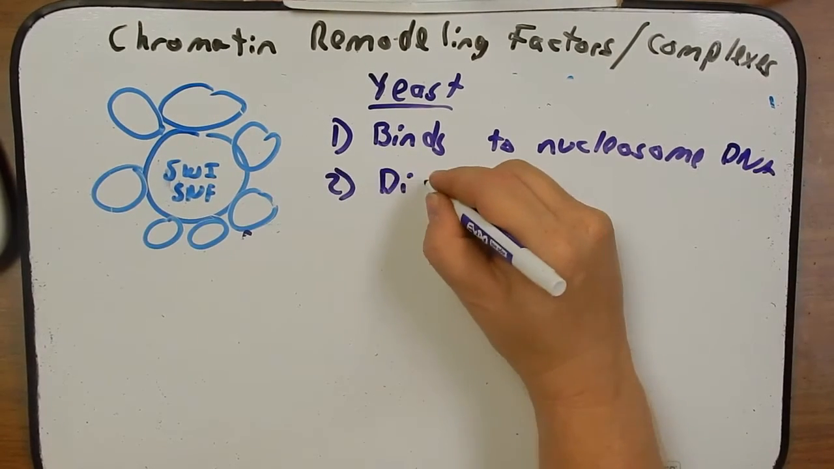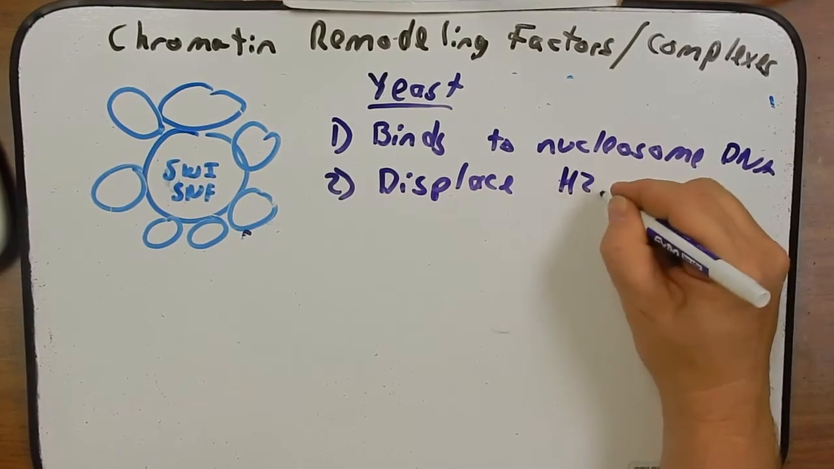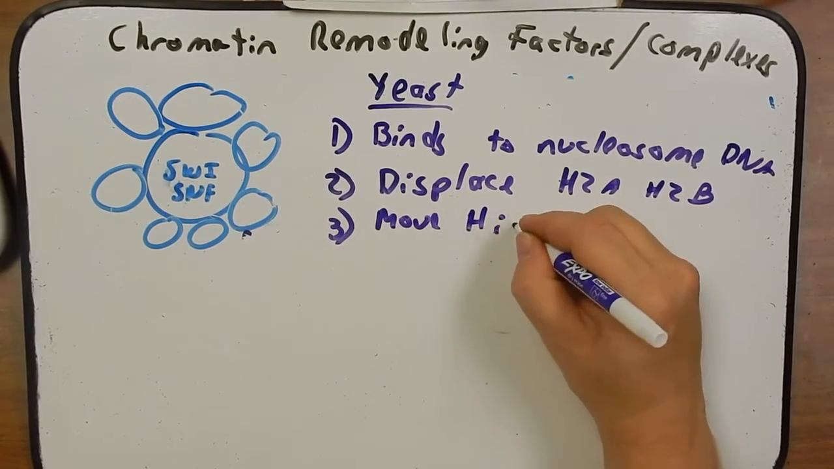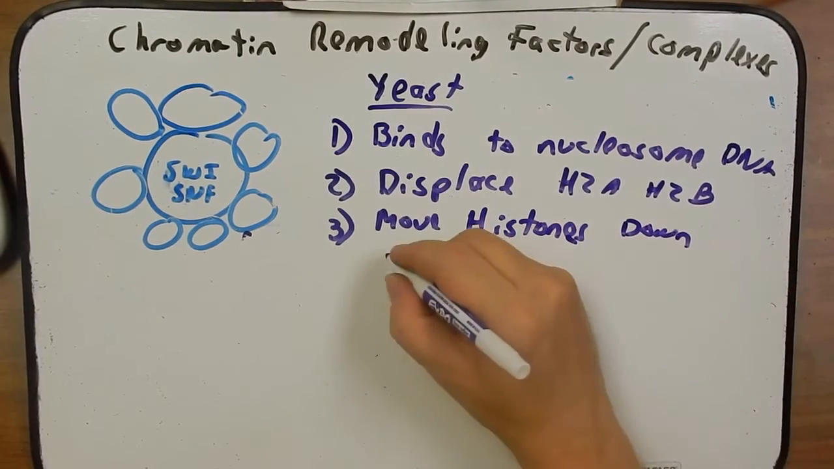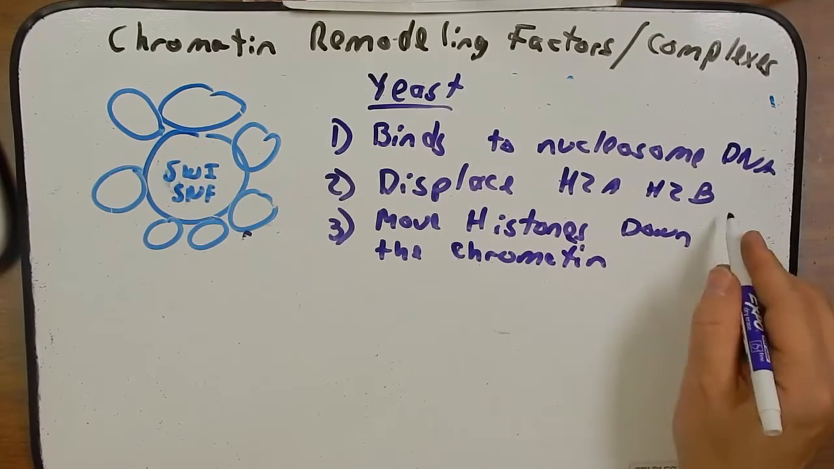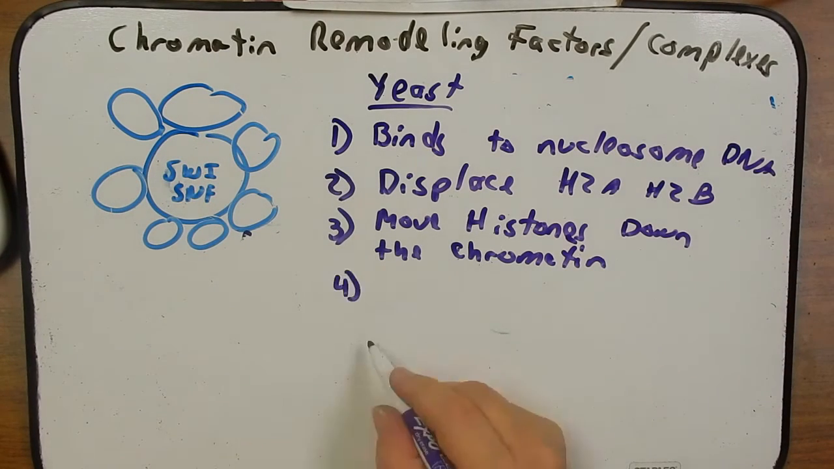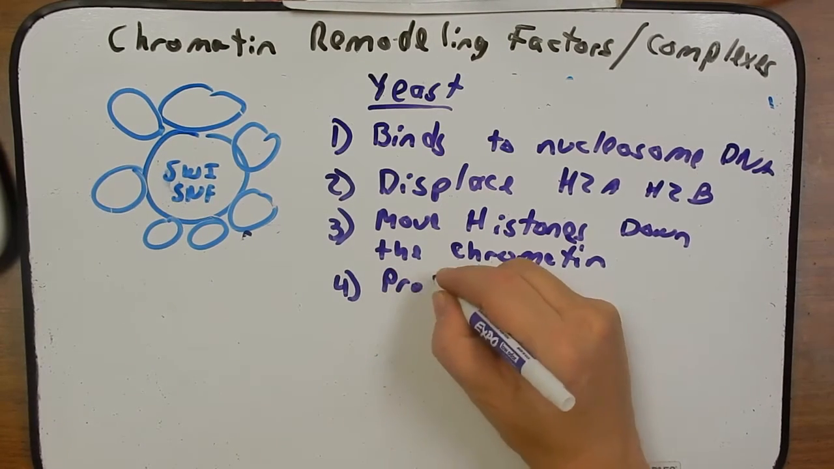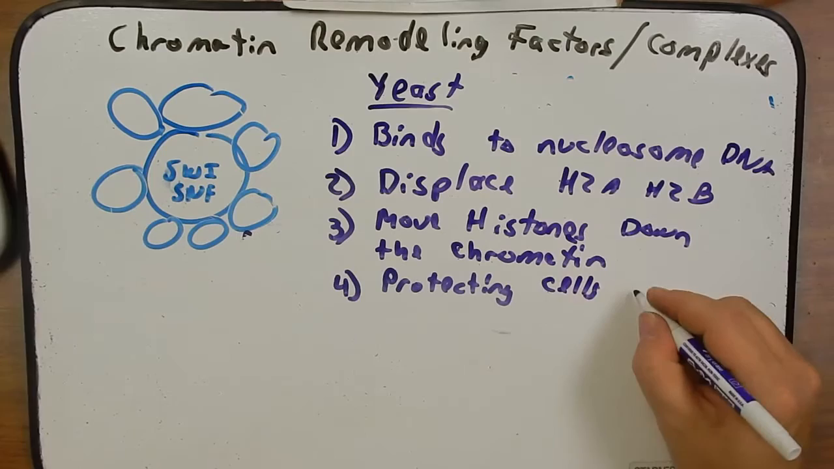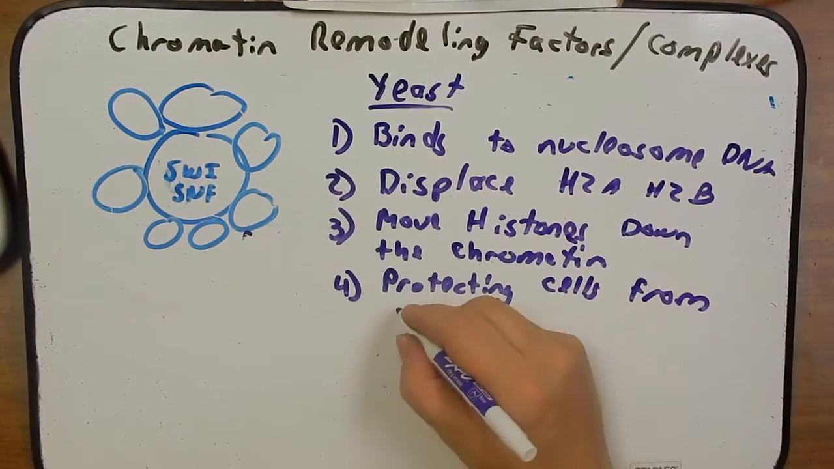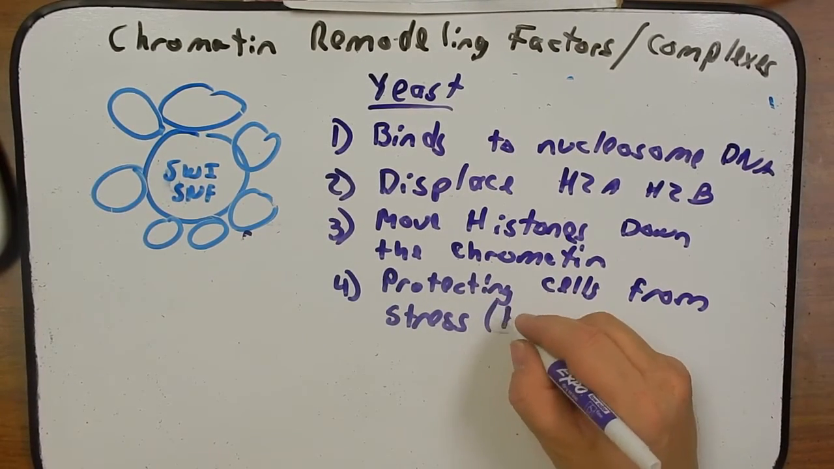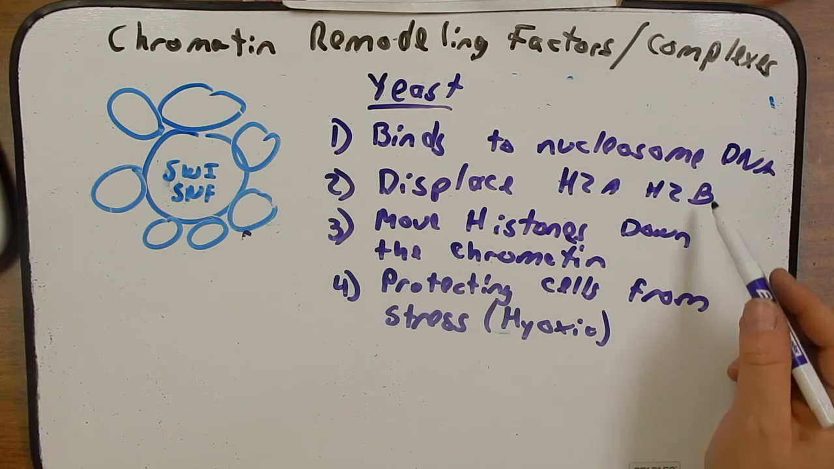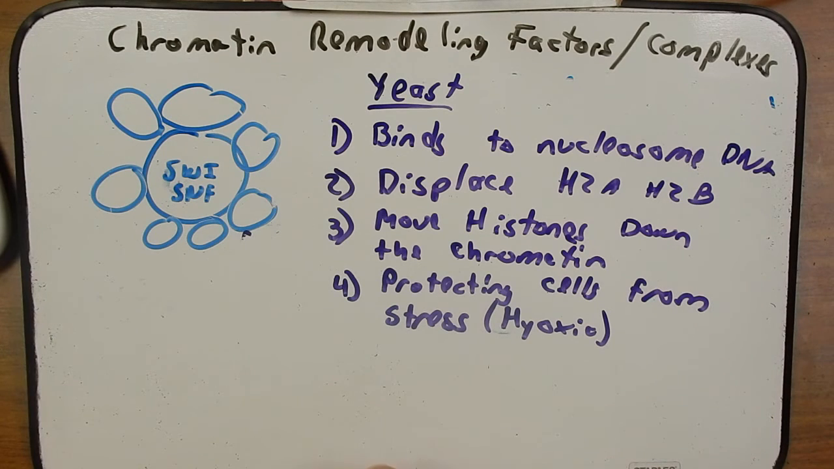It can displace some histones like H2A and H2B. It can move histones down the chromatin. So it doesn't have to displace it completely, it can move them down. This complex in yeast is important in protecting the yeast cells from stress. A big one that they study is hypoxic, low oxygen environments, but other stresses as well. All of these steps require energy.